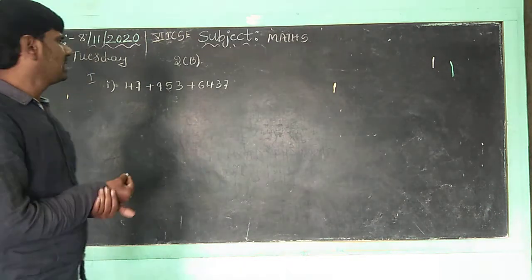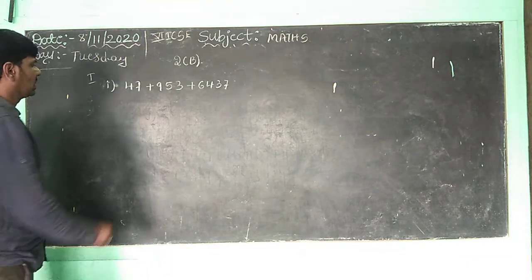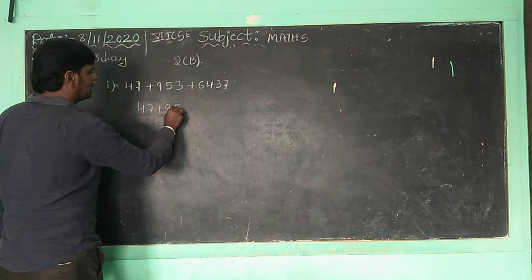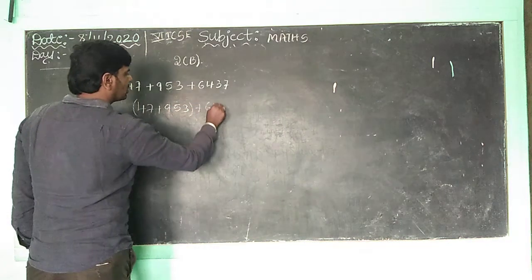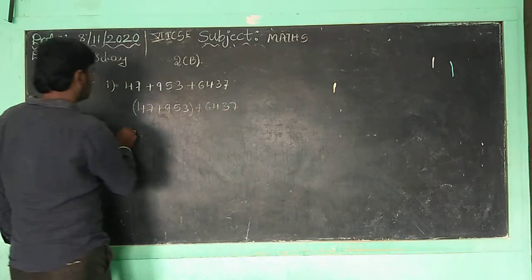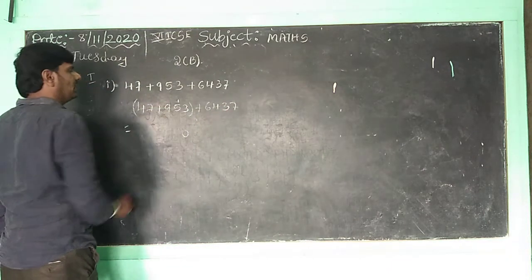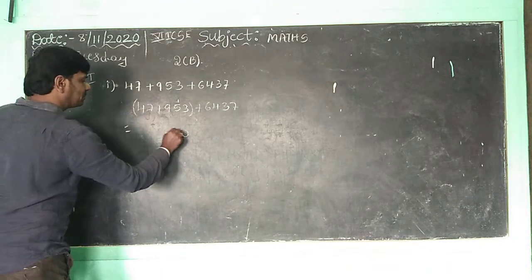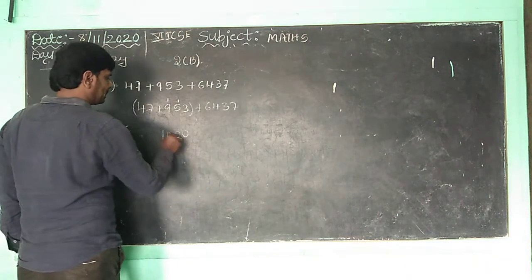How can we arrange? First, you want to add these two terms. Correct, children? So, 47 plus 953, make a group, and plus 6437. Children, you want to add this one. 7 plus 3 is 10. Carry 1. 1 plus 5 is 6. 6 plus 4 is 10. Carry 1. 1 plus 9 is 10.